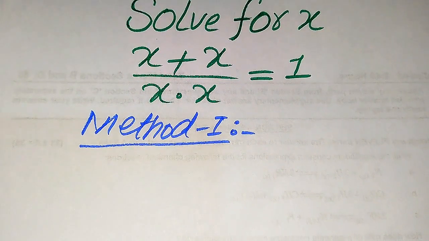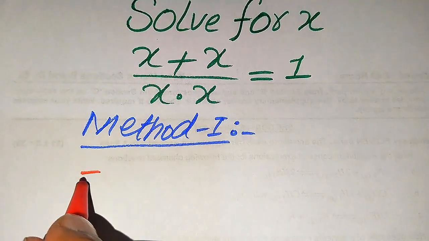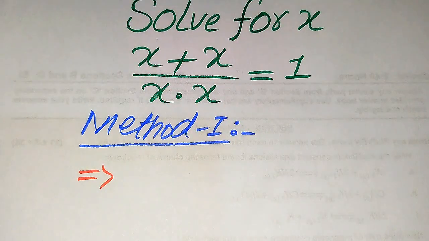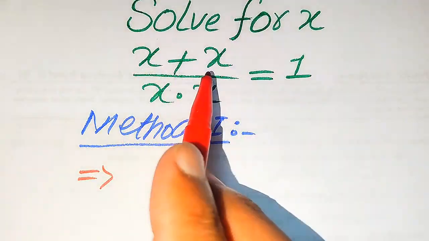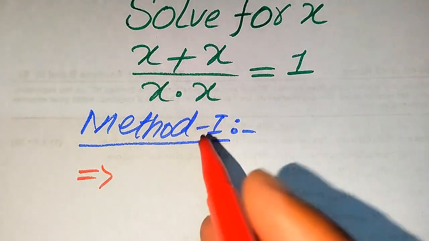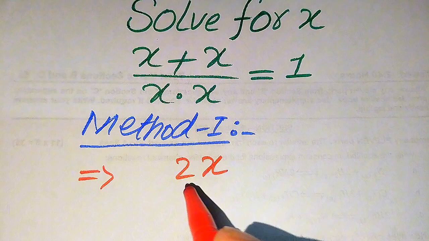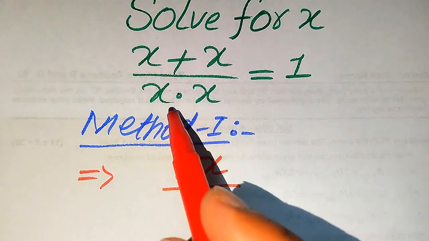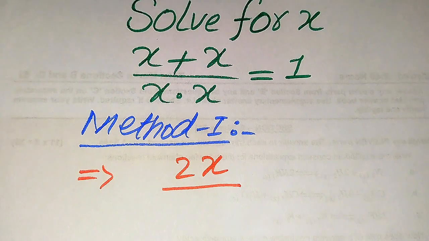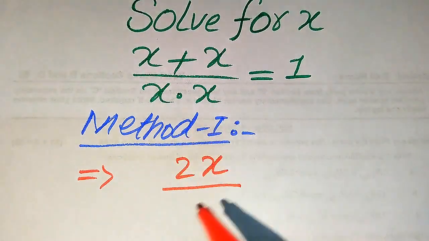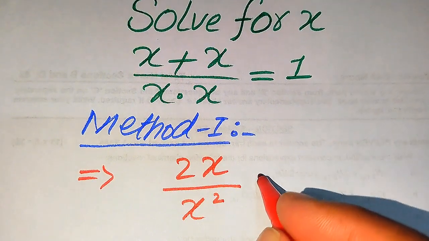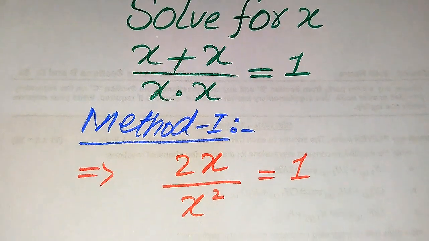Now we move towards our first method. In the first method you see here these are the two same variable terms added to each other. So it means that we need to add the coefficients of these terms. The coefficients of both of these terms are 1. When we add them, it becomes 2 times x divided by, here you see two variable terms are multiplied by each other, and we know that when the same terms are multiplied by each other, it becomes the square of that term, here x square. And this is equal to 1.